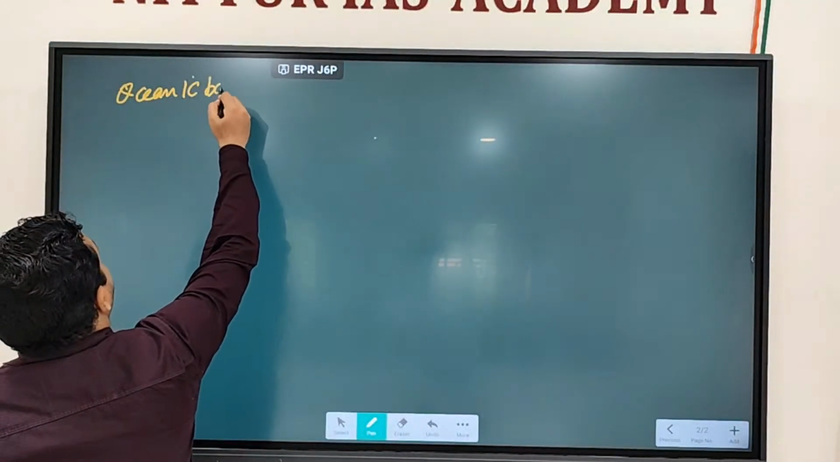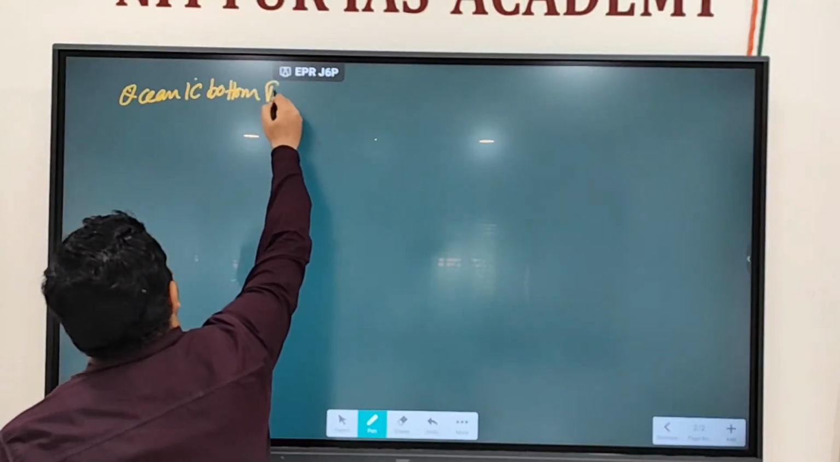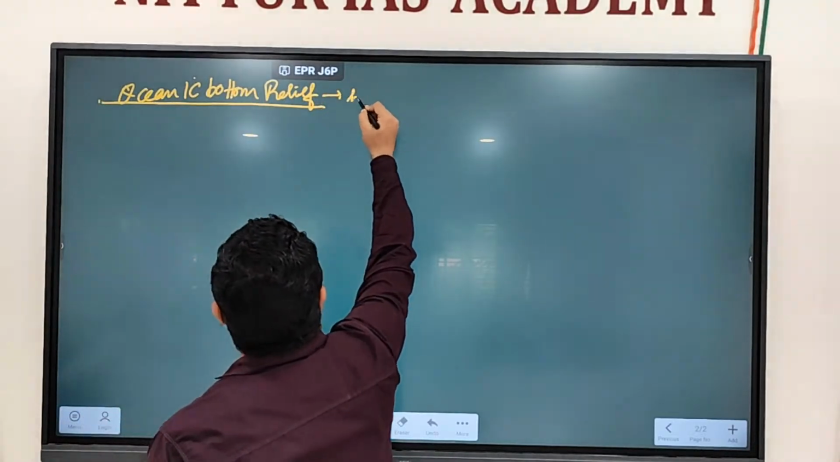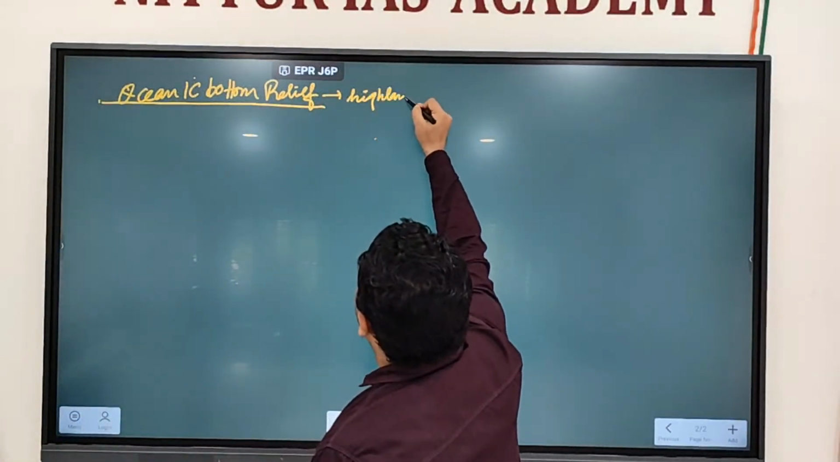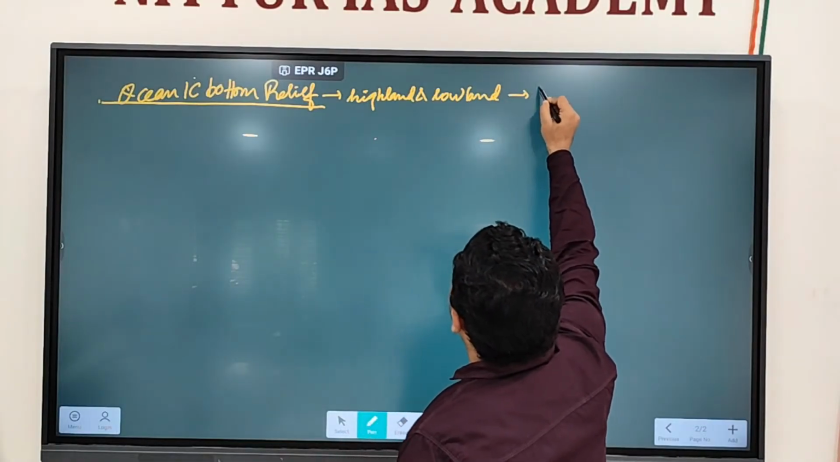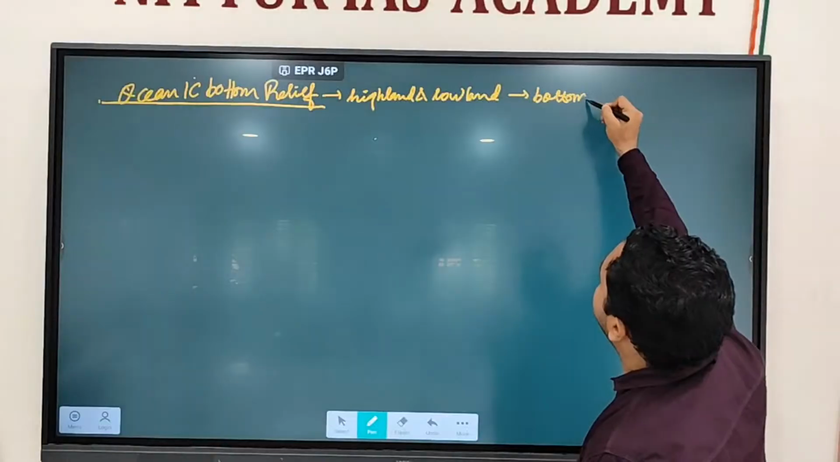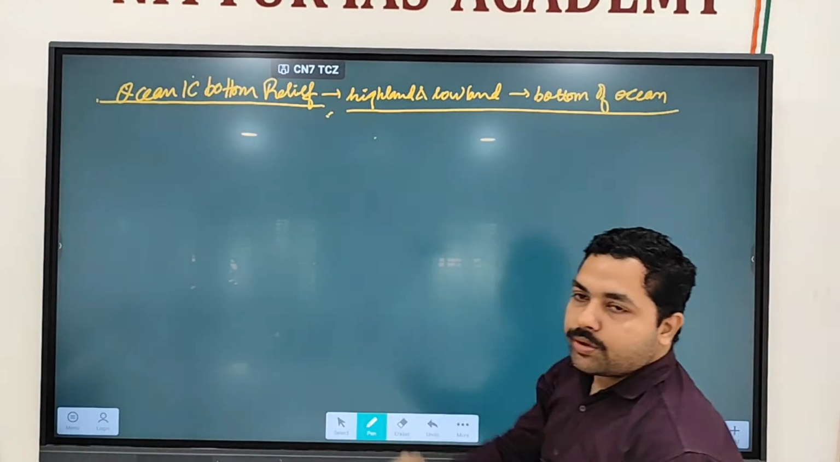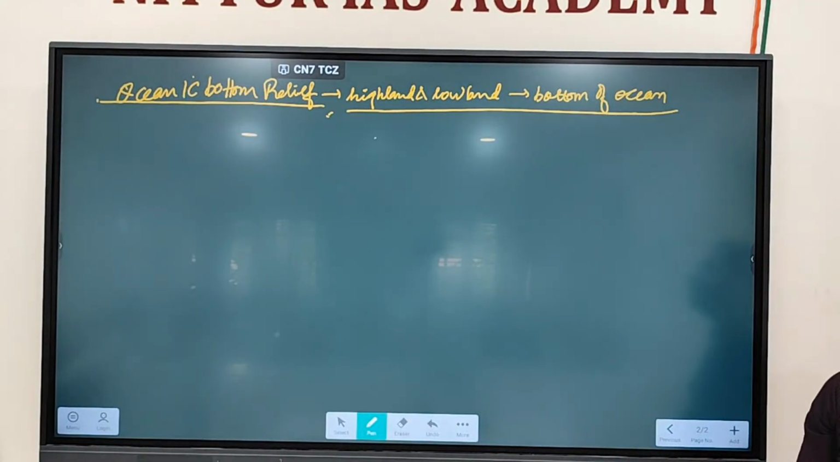So as the introduction I've given, relief means what? The highland or lowland features that you are finding at the bottom of the oceans. The highland and lowland features that you are finding at the bottom of oceans are referred to as oceanic bottom relief.